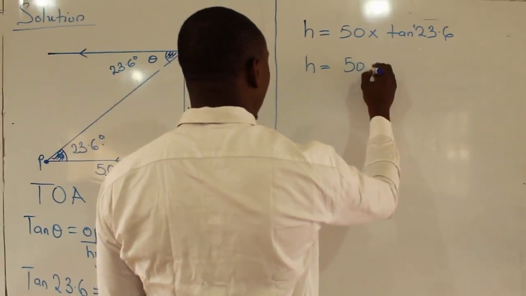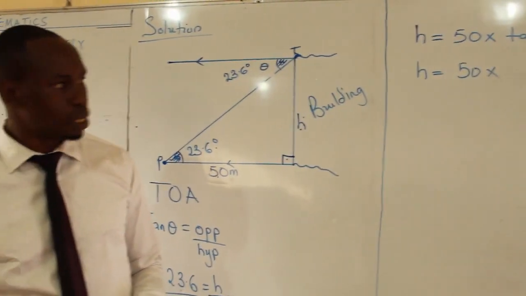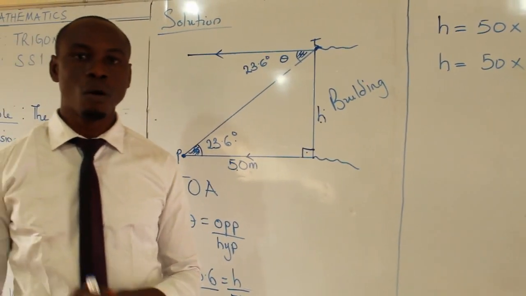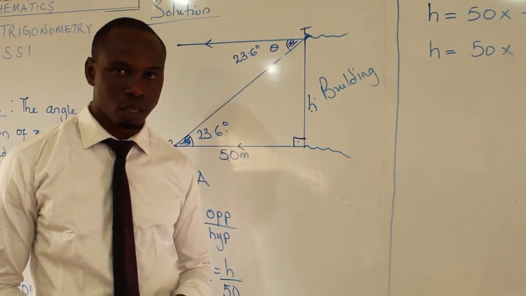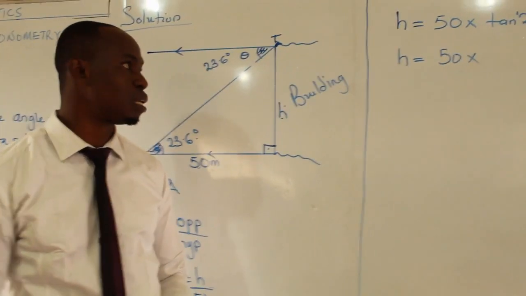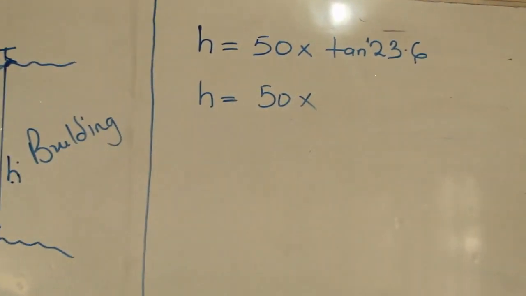I will have to find the value of tan 23.6 using my calculator or a 4-figure table. You can use a calculator to punch that out. 50 times tan 23.6, and you get your answer straight.